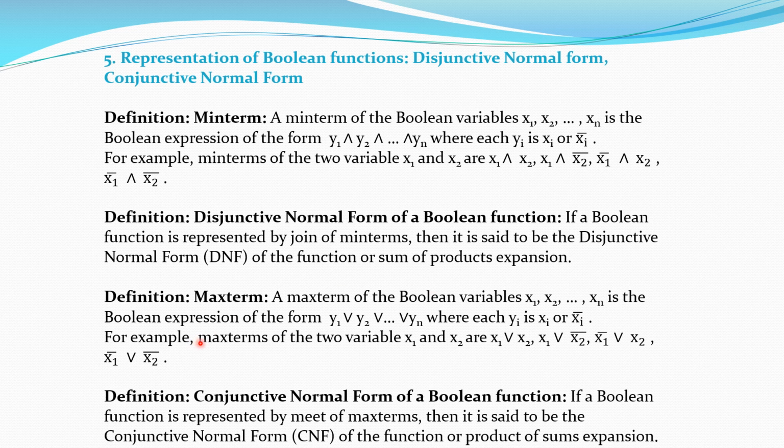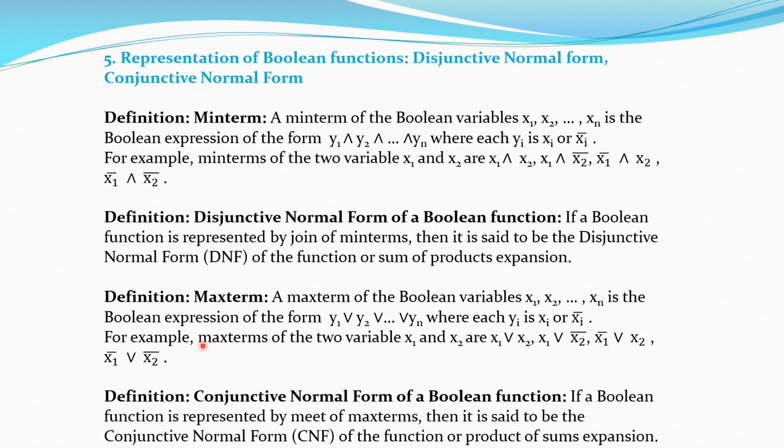Now what is max term? A max term of the Boolean variables x1, x2, ..., xn is the Boolean expression of the form y1 join y2 join ... yn, where each yi is either xi or xi bar. For example, max terms of the two variables x1 and x2 are x1 join x2, x1 join x2 bar, x1 bar join x2, x1 bar join x2 bar.